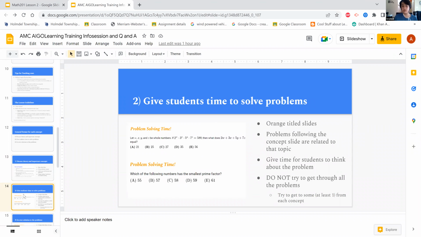And obviously give time for the students to think about the problem, and do not try to get through all the problems, because if you rush through them, students won't understand any of it. And try to get some from each concept. So for example, if you don't have time to do all these, just do one of them. For example, the first problem over here: let W, X, Y, and Z be whole numbers.